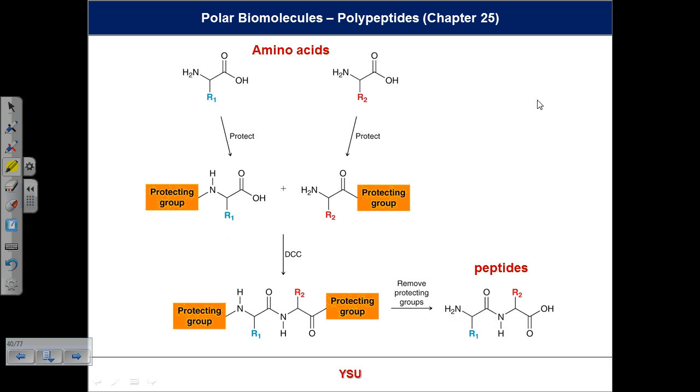So what we need to do is to protect. This is just FYI, but the chemistry here isn't that difficult. If you protect selectively one end of the molecule by putting a protecting group on there, you would learn that later if you're interested, and you protect this molecule over here, you then have this carboxylic acid and this amine free to go after each other.